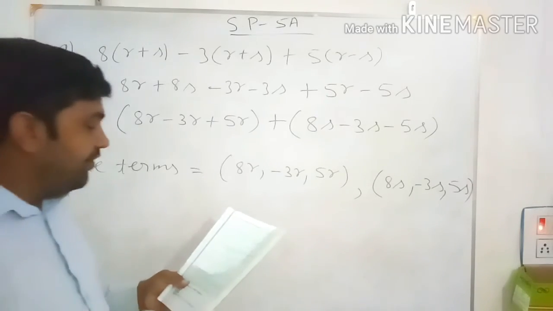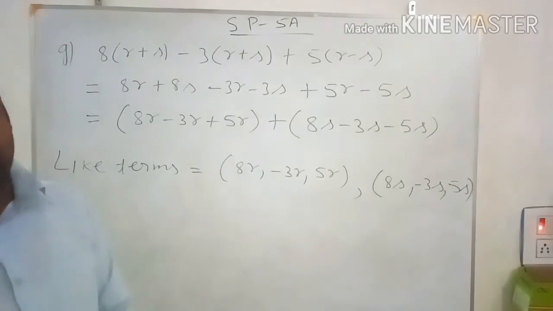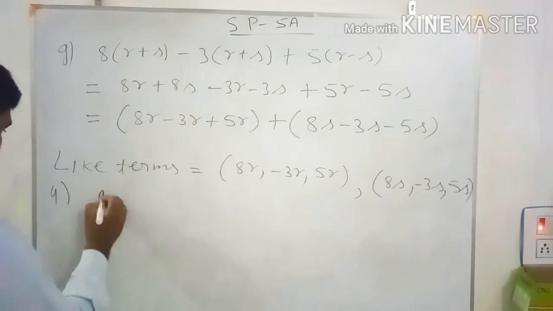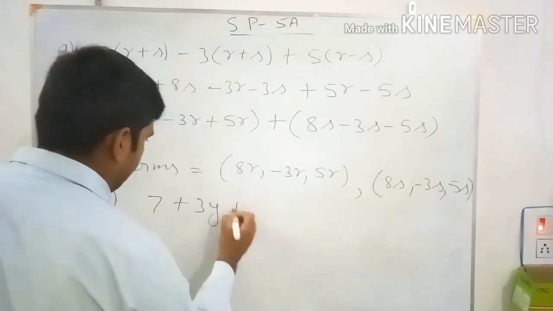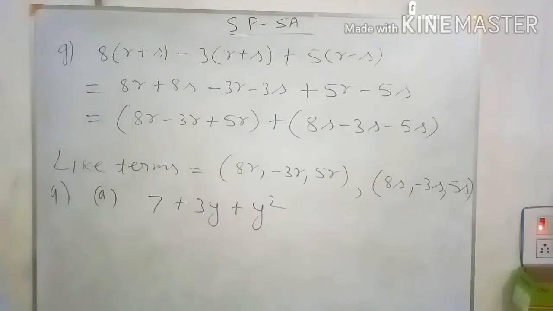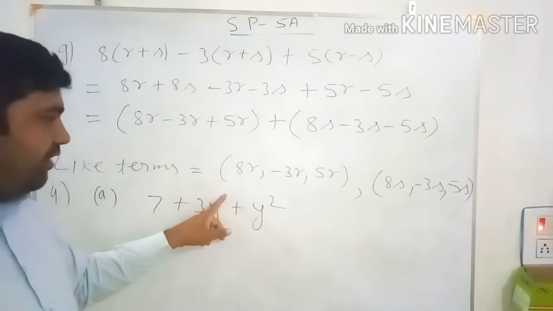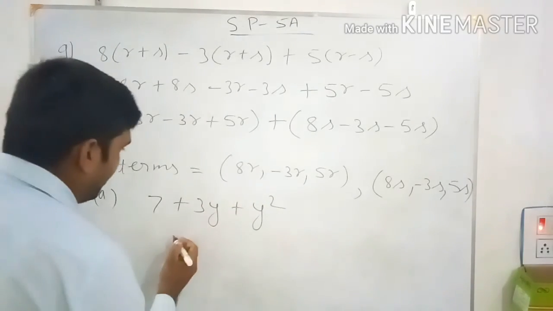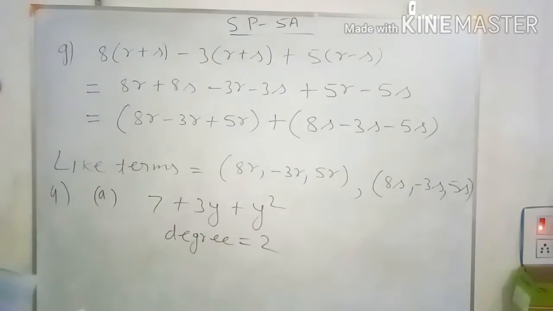Next is: state the degree of each polynomial in question number 4. See, whatever the maximum power of the variable, that is called the degree. So see question number 4a: 7 plus 3y plus y square. What is the degree of this polynomial? The degree of y square is 2, the degree of 3y is 1. So the maximum power is called the degree of the polynomial. So the degree is 2. So the degree of this polynomial is equal to 2.